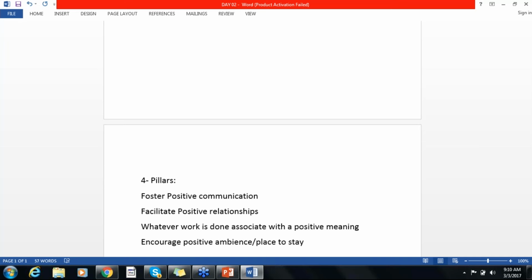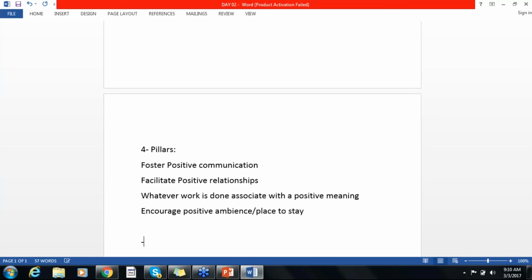So whatever work is done, we need to associate with positive meaning. When people feel they are pursuing a purpose or engaging in work that's personally important, they are likely to experience less stress and a feeling of discharge, as well as experience greater engagement, commitment, and satisfaction. So the next point, encourage positive ambience, meaning we need to have an extraordinary degree of impact on the ambience. You can significantly influence your ambience as you personally display positive emotions, model compassion, and express gratitude. So that's the first part of our discussion today, team.